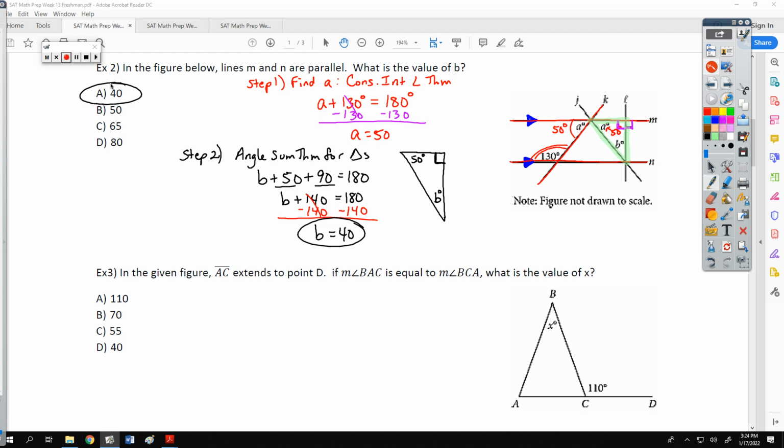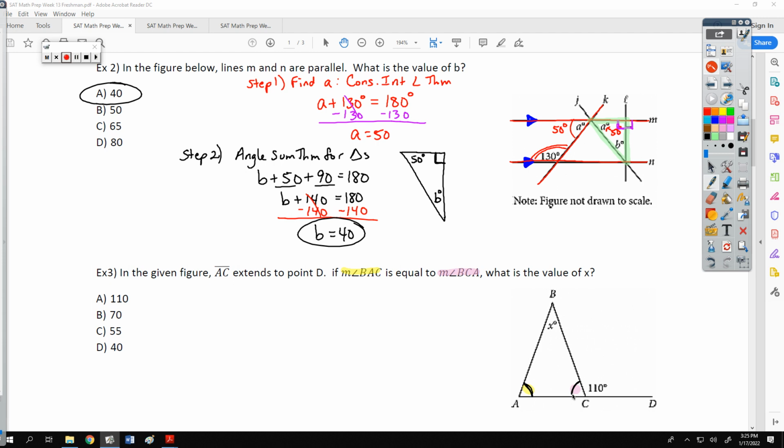Okay. Our final example, example 3, says in the given figure, AC extends to point D. If the measure of angle BAC, so I'll mark that one here with yellow, BAC would be this angle, is equal to the measure of angle BCA, which is this angle, what is the value of x? So that means that triangle ABC is in fact an isosceles triangle because these two angles are the same, they are equal. Now the other thing that we should notice is that we have a linear pair formed by the 110-degree exterior angle and our pink angle, angle BCA.